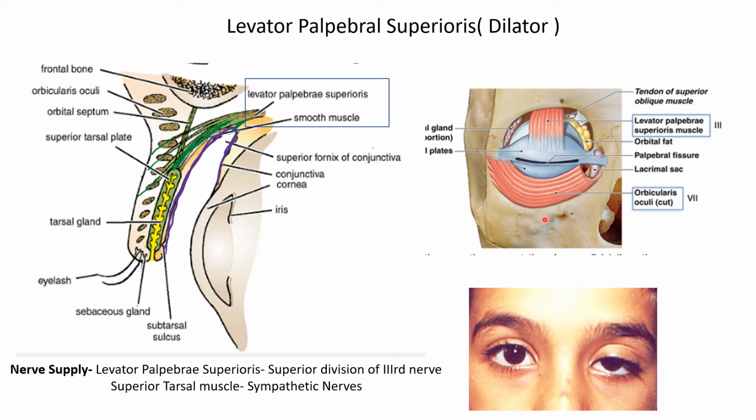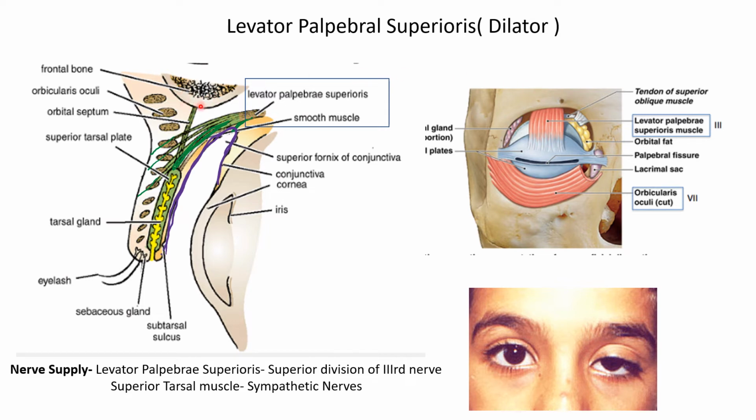Now we've taken a sagittal section like this, to see the structure or the framework of the upper eyelid. So here would be the skin, and this is the frontal bone. So this is the frontal bone which we are talking about. So this here is the frontal bone.